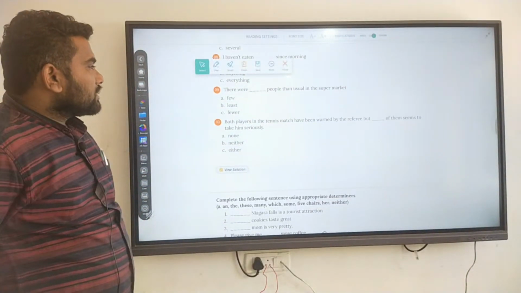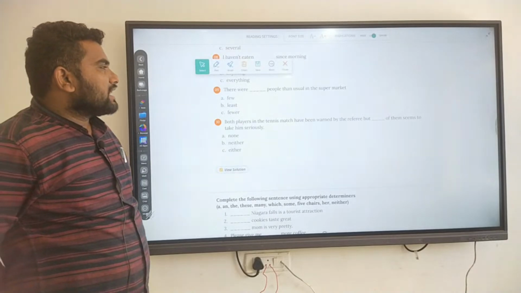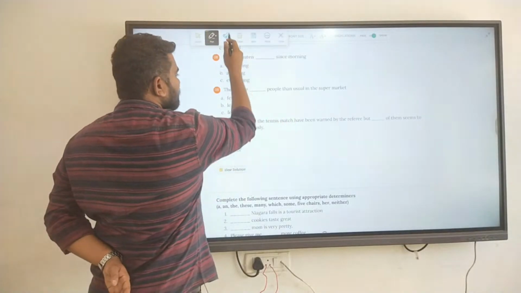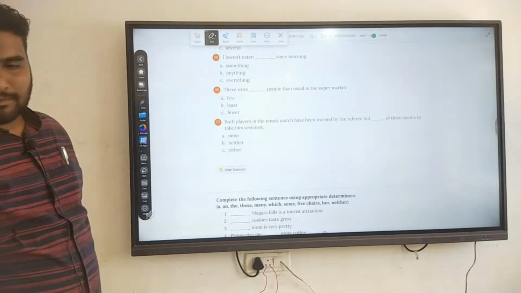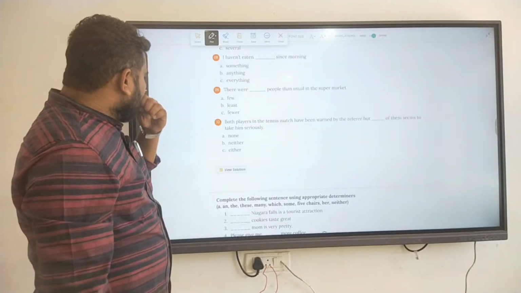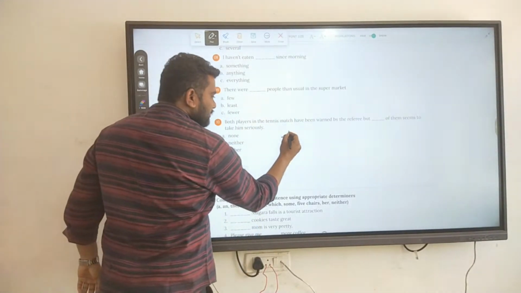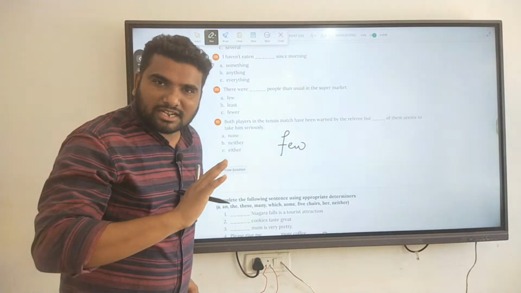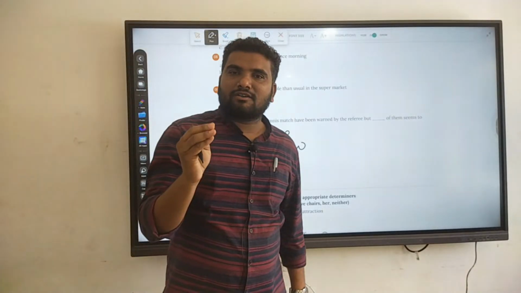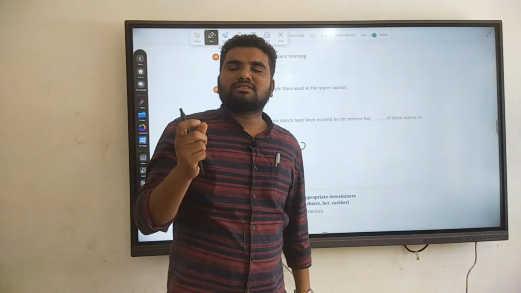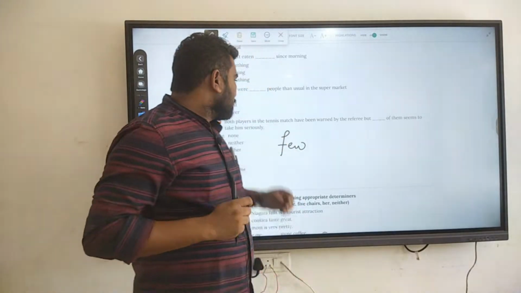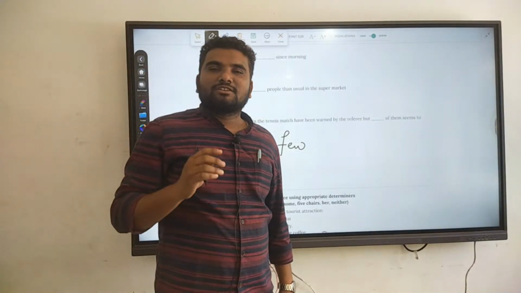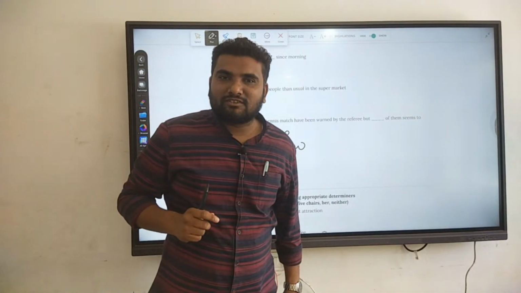There were dash people than usual in the supermarket. So see, here we have three different options again. Few means what? Again, negative. It's a negligible number. It's like nothing. For example, there are few students in the class. It means the strength is very low. Coming back to B, this is least. So least means what? It is again a superlative degree word.